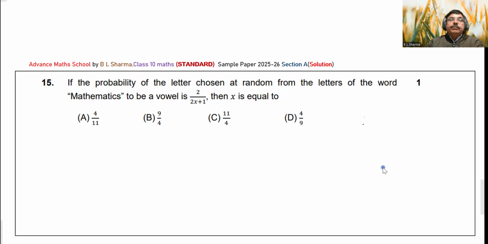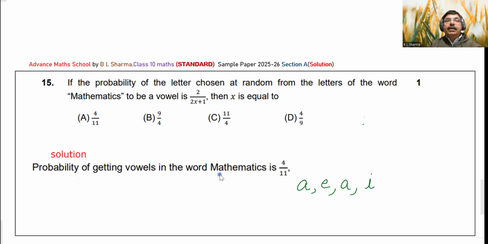If the probability of the letter chosen at random from the letters of the word mathematics to be vowels is 2 upon 2x plus 1, then what is the value of x? देखिए वोवल्स ये मैथमेटिक्स में वोवल्स है ए ए ए ई ए आई. सी कैसे ए ई ए आई एंड टोटल नंबर ऑफ लेटर्स कितने 1 2 3 4 5 6 7 8 9 10 11.